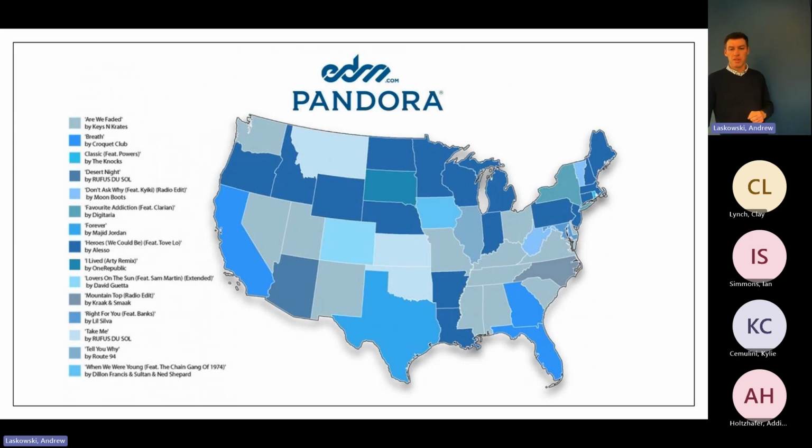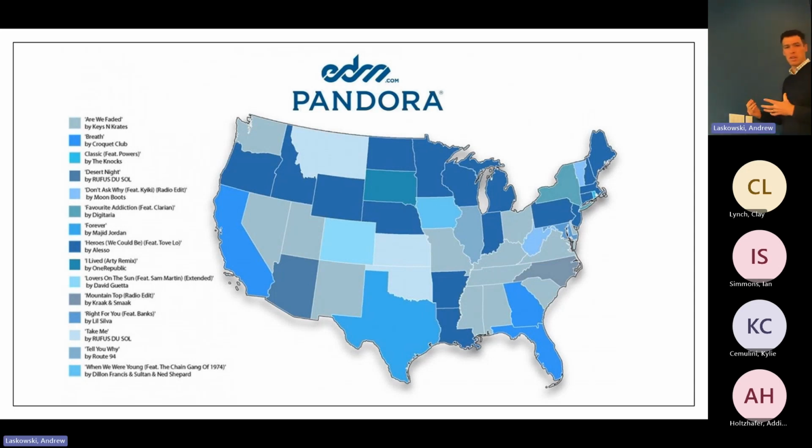I was getting to what we dislike. Yeah, so if I absolutely had to tell which state preferred We Can Be Heroes by Alesso versus some other song like Desert Night by Rufus Du Sol, I'm not entirely sure I could do that based on this color scheme. So it kind of looks cool with the branding.